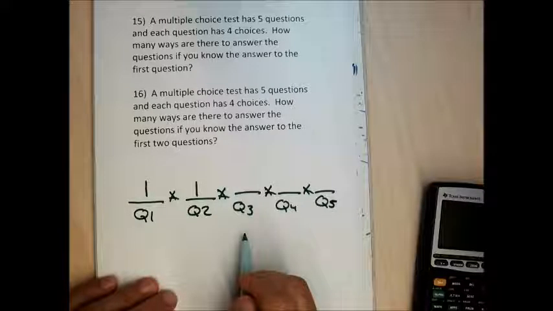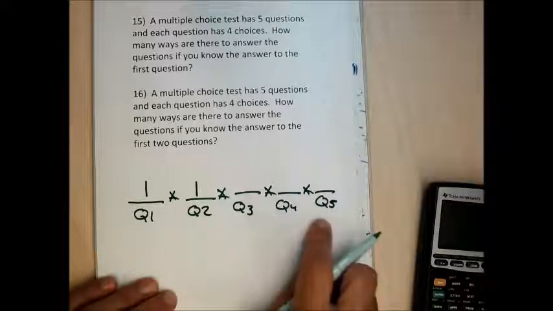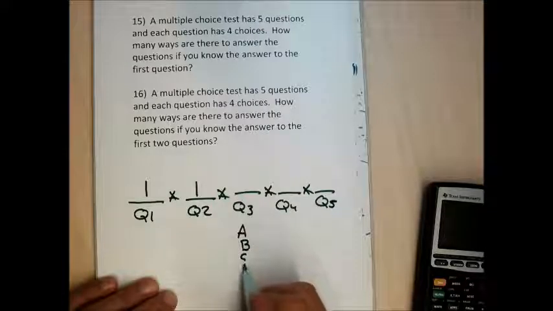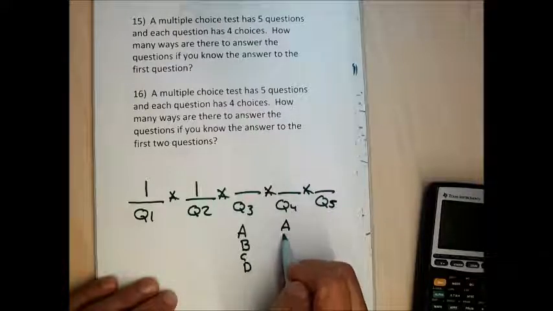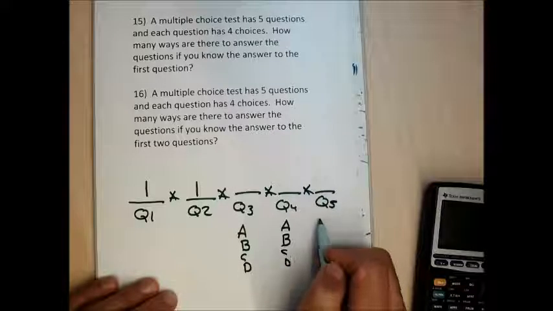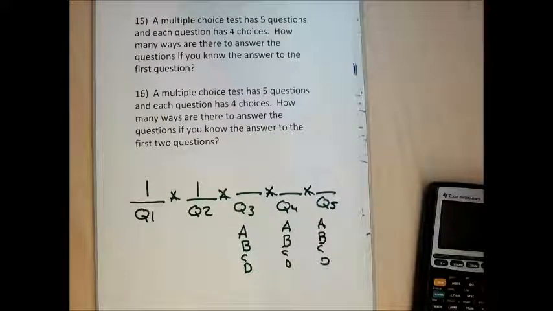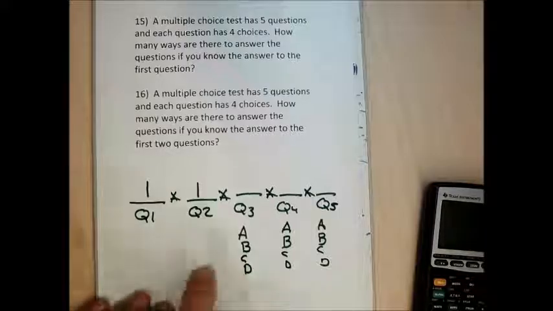But for the remaining questions, questions 3, 4, and 5, there's going to be 4 choices. And I'm assuming I'm completely clueless, and so I have no idea which of the choices is correct. So I'm just going to make a guess.